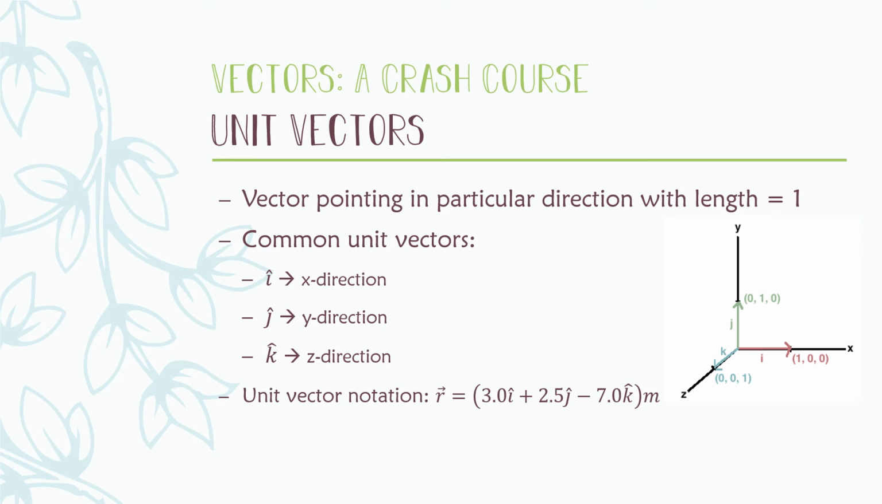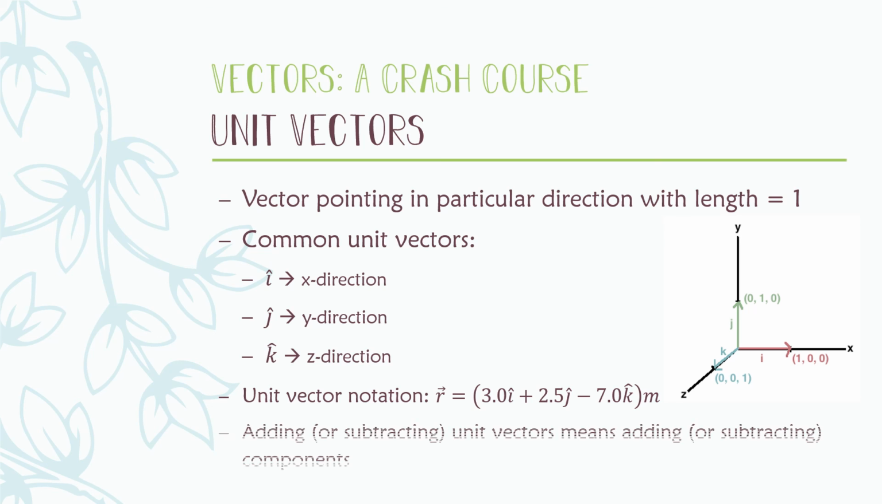These are useful because it's another way of writing vectors. We call it unit vector notation. So for example, I have written my position vector here, r, in unit vector notation by saying 3i hat plus 2.5j hat minus 7k hat, and that's in meters. You could choose to put the units on each number or use parentheses and put the units all the way at the end.